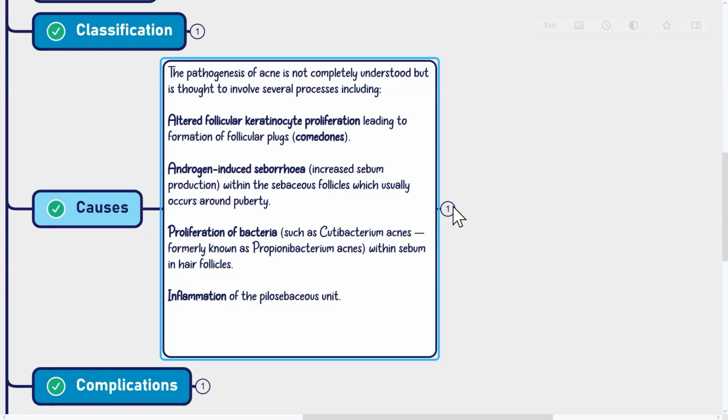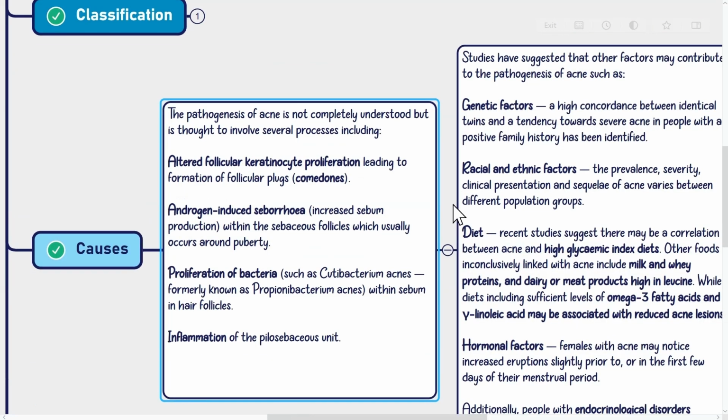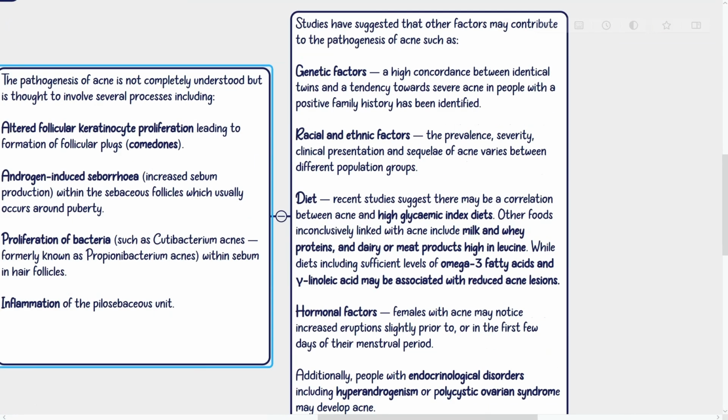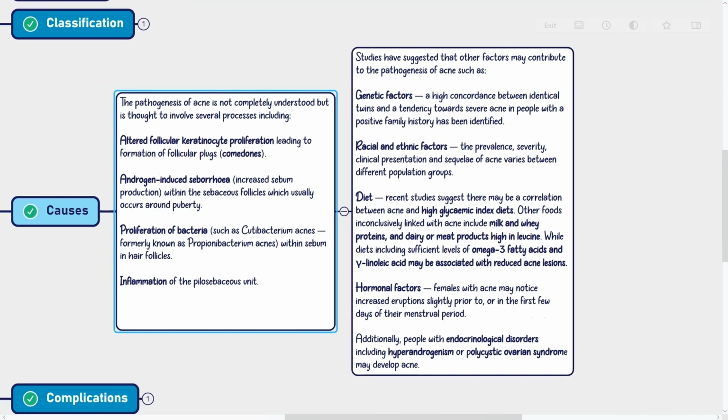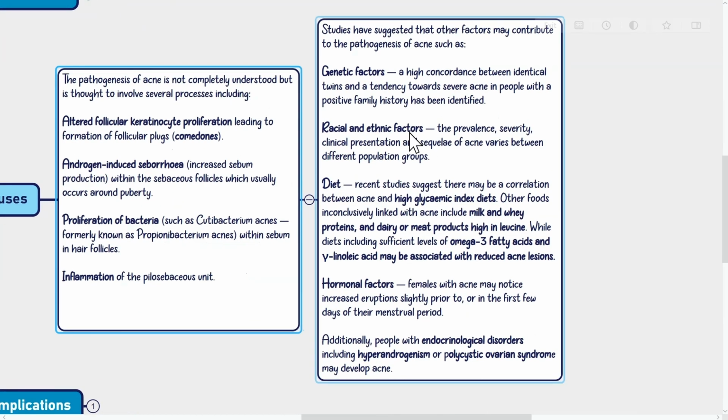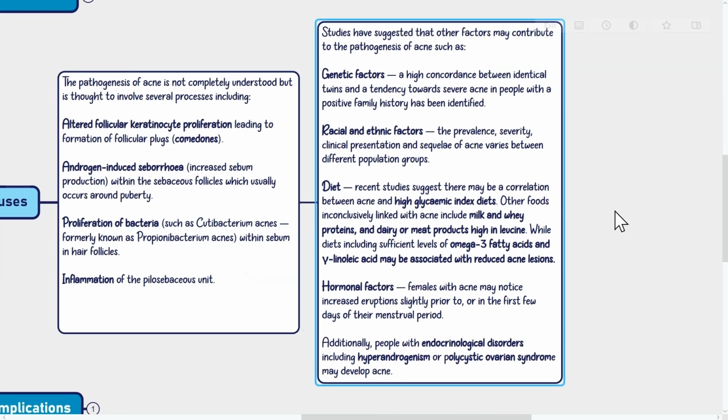Studies have suggested that other factors may contribute to the pathogenesis of acne, such as genetic factors, a high concordance between identical twins and a tendency towards severe acne in people with a positive family history has been identified. Racial and ethnic factors, the prevalence, severity, clinical presentation, and sequelae of acne varies between different population groups.